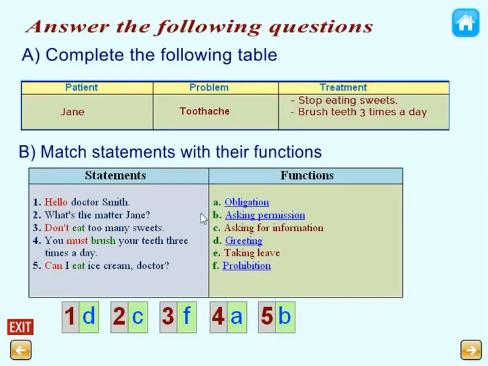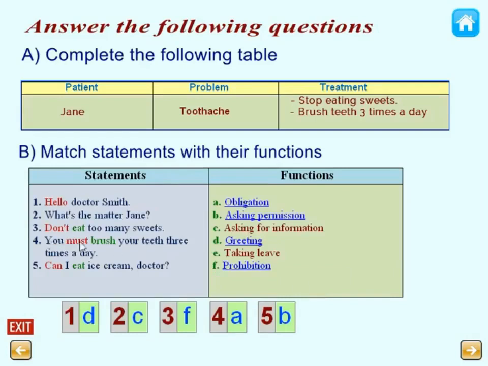As you see here, hello Dr. Smith expresses greeting because we have here the word hello. As you see here, hello and hi express greeting. In statement 2, what's the matter Jane expresses asking for information. In statement 3, we have don't plus verb, which expresses prohibition.